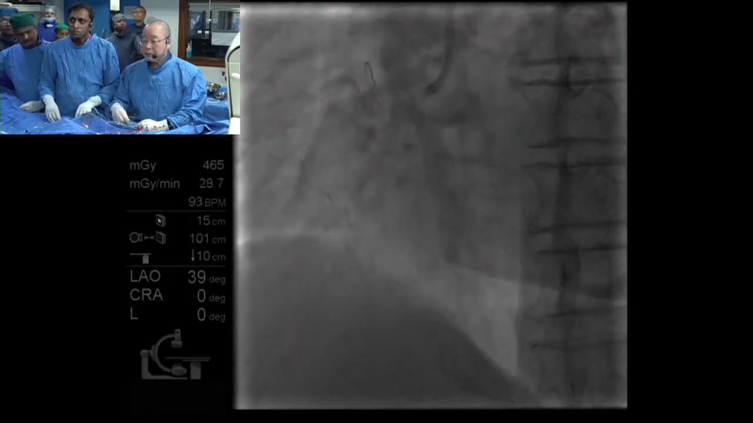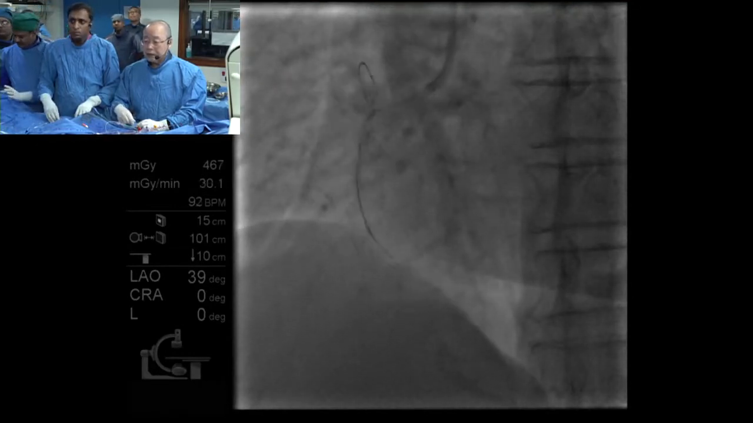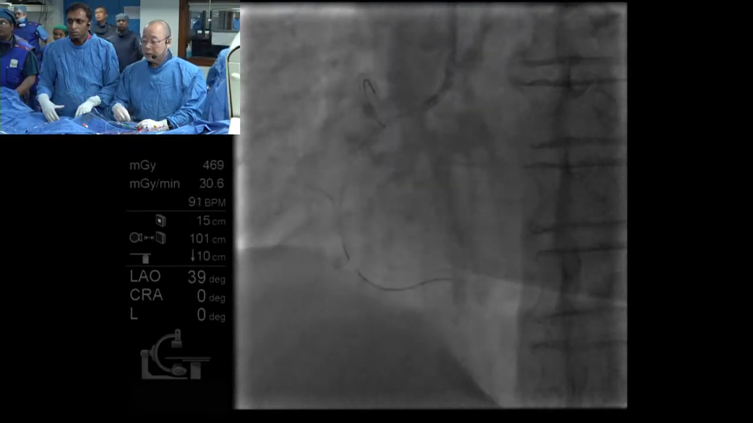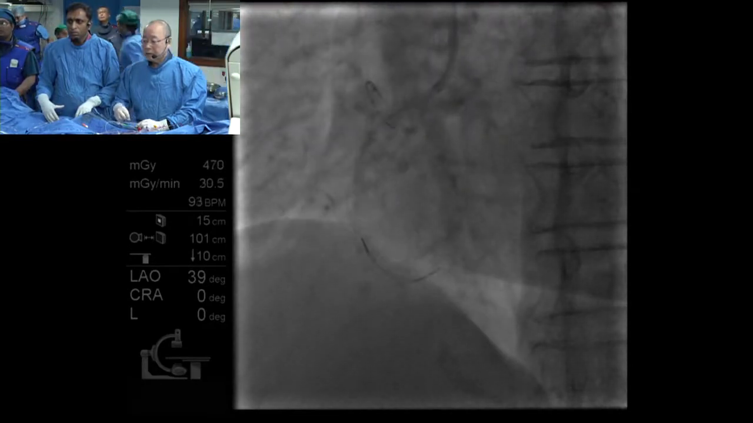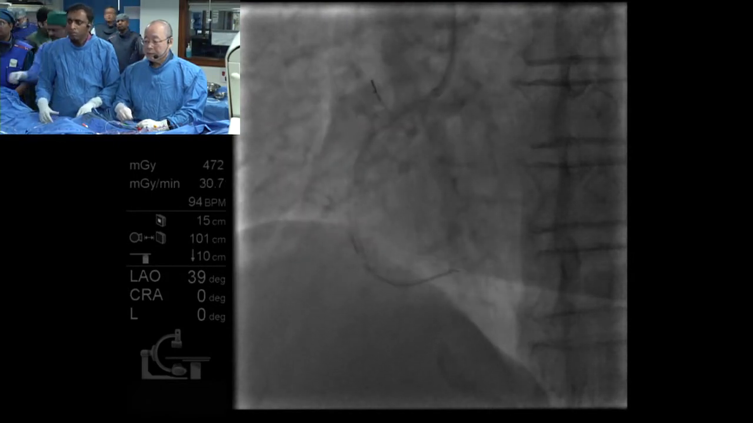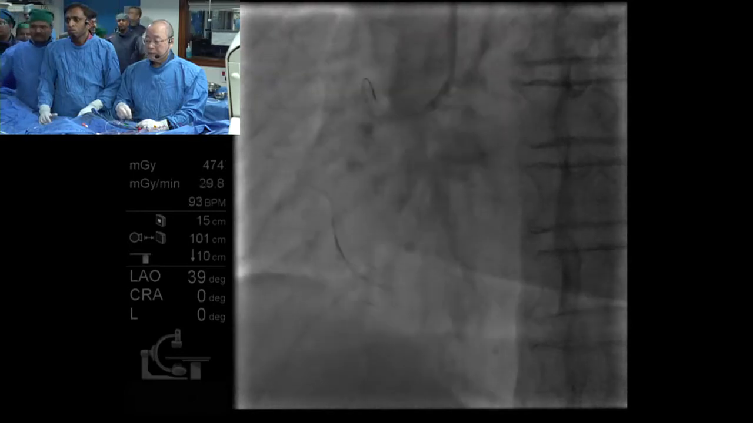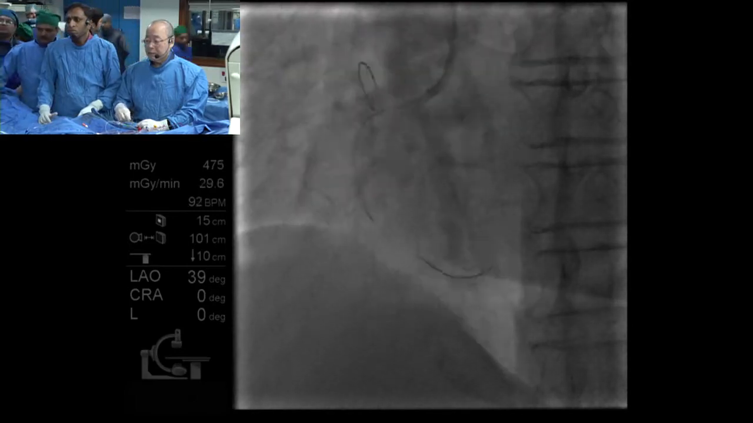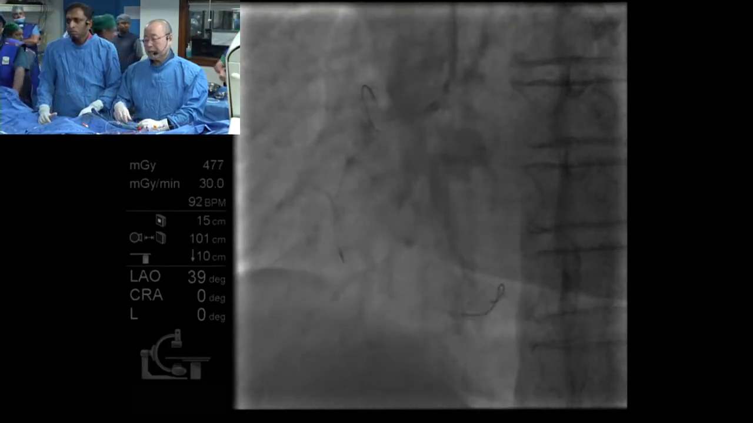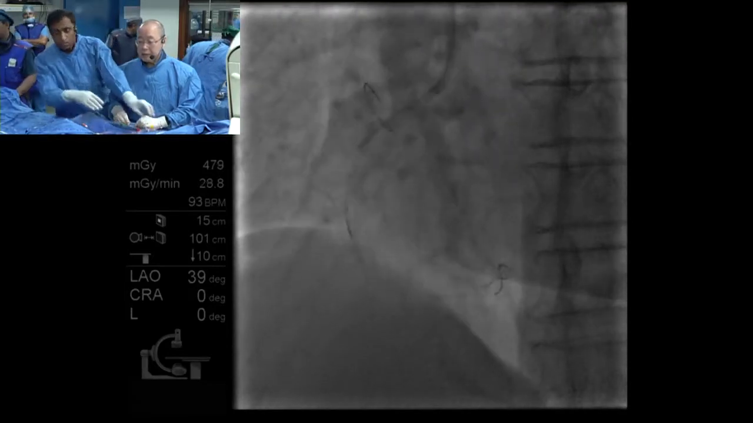So what, you change the wire now? Yes, to a soft one. This is run through, okay. I think it's important for the fellows: once you cross the CTO wire, we love to change to the workhorse wire. We don't like to have some distal wire perforation if you are not careful. It's important to change the wire.